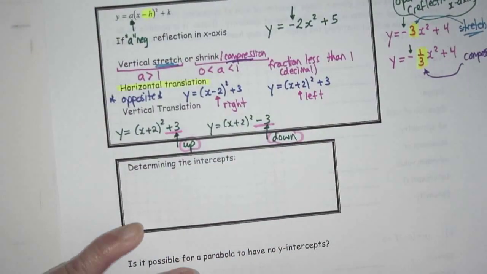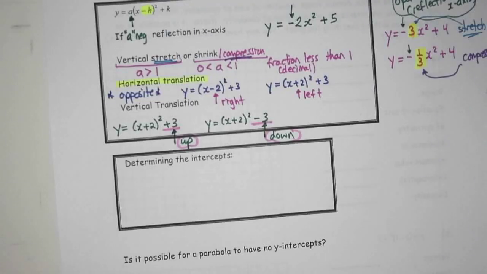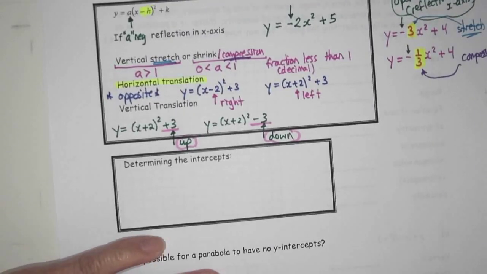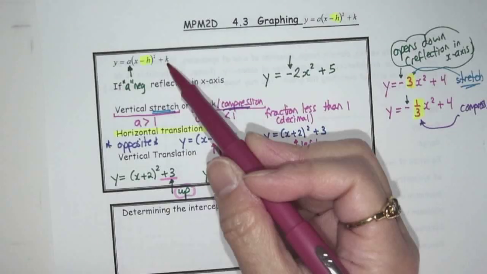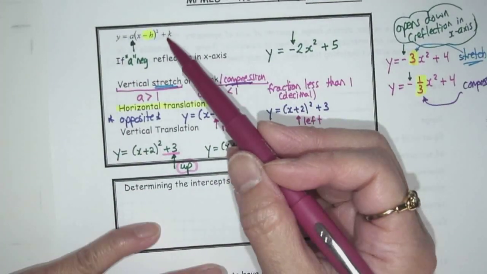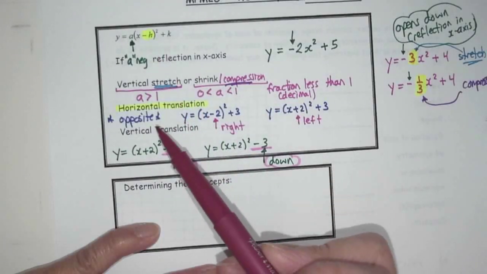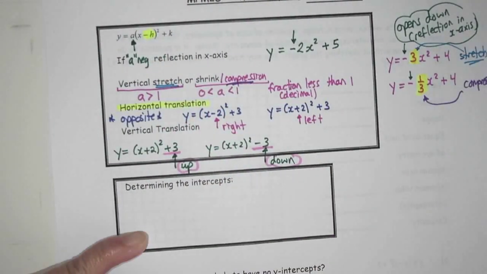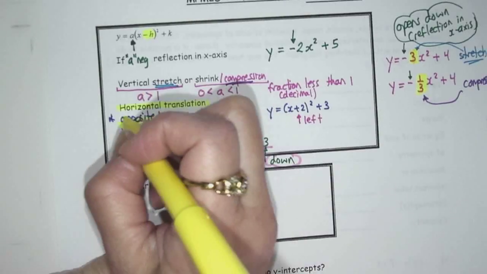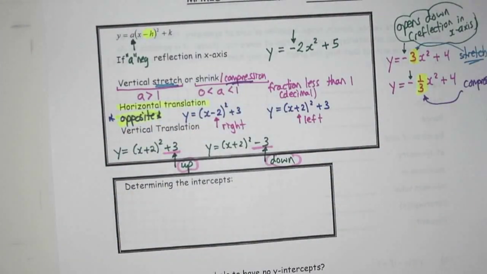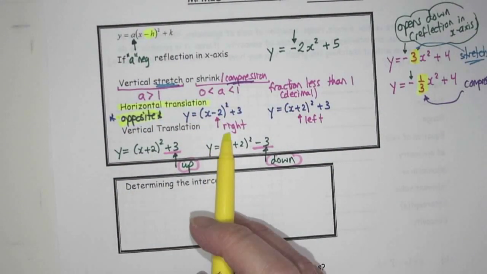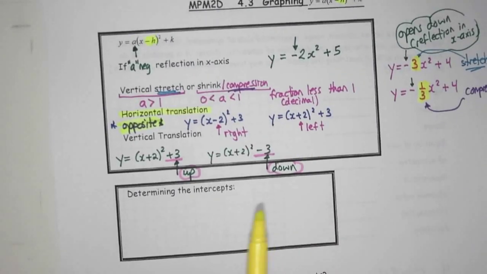Okay, so then one more time, when we look at the formula, we're looking here at the k value. The k value, if it's a plus or a minus, if it's plus, it's going up. If it's a minus, it's going down. The h value is opposite. This one's a little bit harder to remember. It's always the opposite. So if it's a minus 2, I'm moving it right. If it's a plus 2, I'm moving it left.